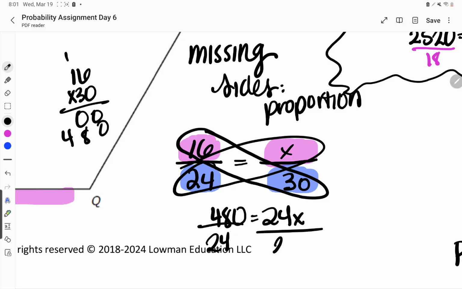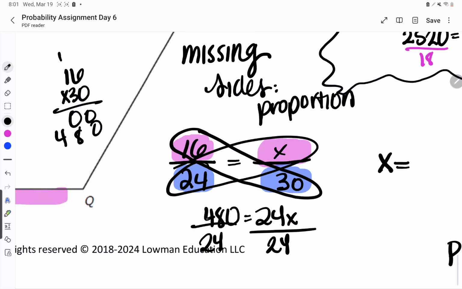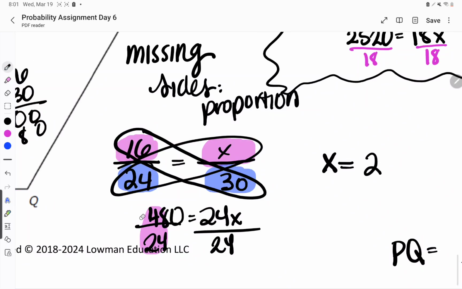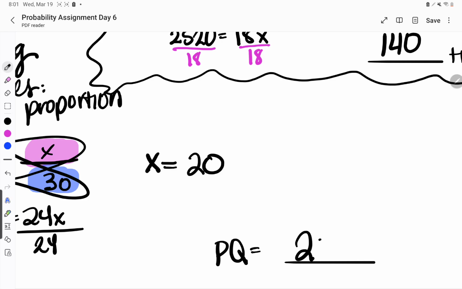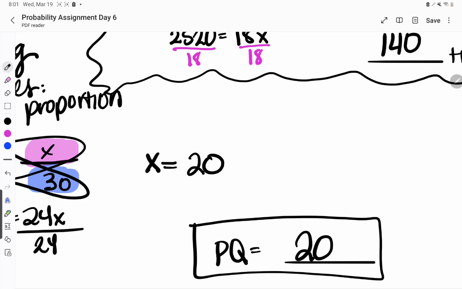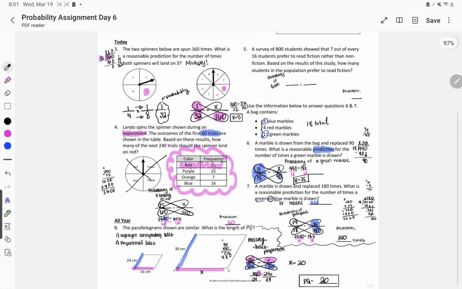Divide both sides by 24. That leaves me with x equals 48 divided by 24 right here gives me 2. And then we'll just attach on this 0 at the end. So that gives me 20. X equals 20, or PQ equals 20. All right, there you go.